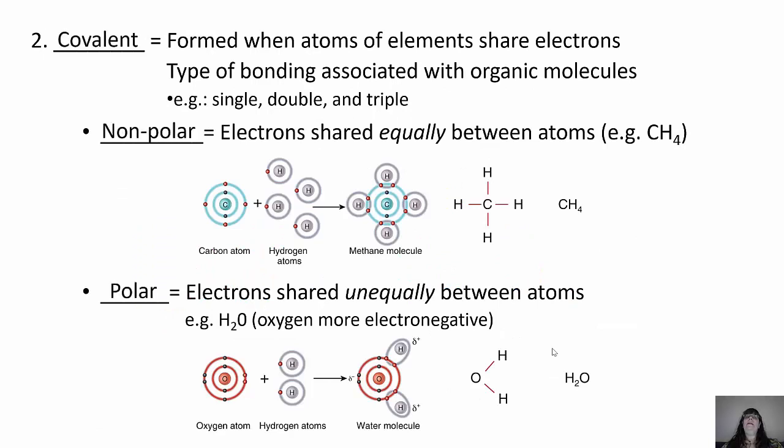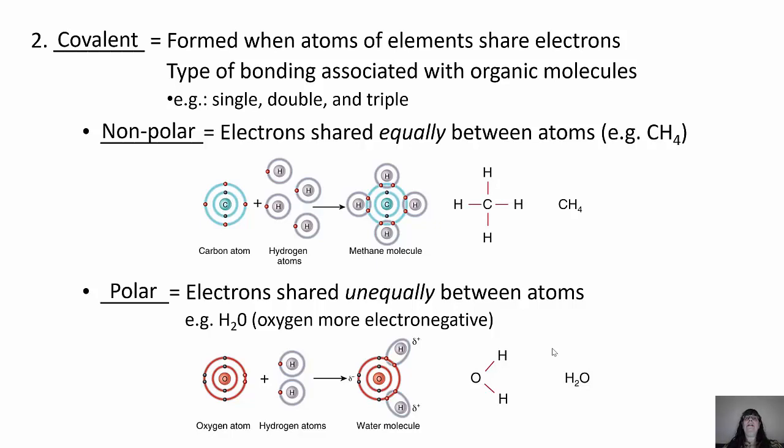Now we have another type of bond, covalent bonds. Covalent bonds are formed when atoms of elements share electrons. This is associated with organic molecules. You can have single, double, or triple bonds. In a single bond, 1 pair of electrons is shared. In a double bond, 2 pairs of electrons are shared. And in a triple bond, 3 pairs of electrons are shared.